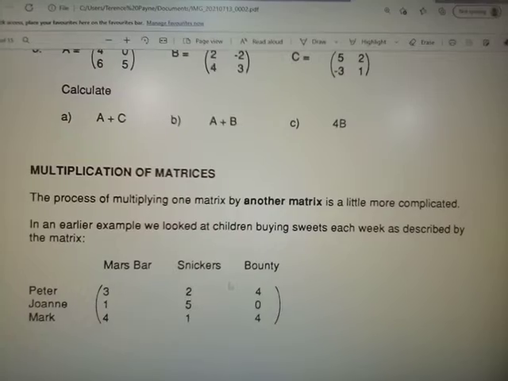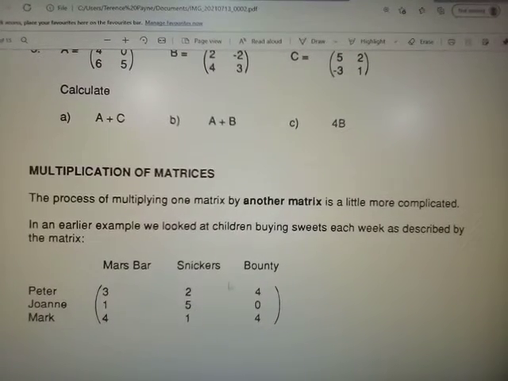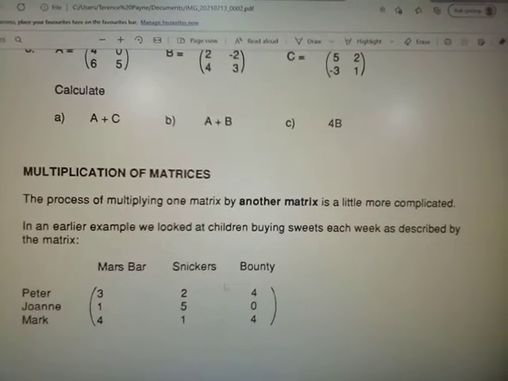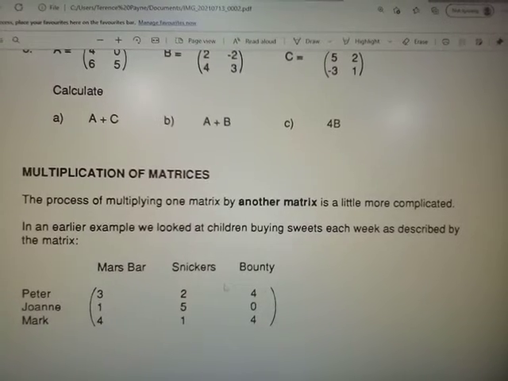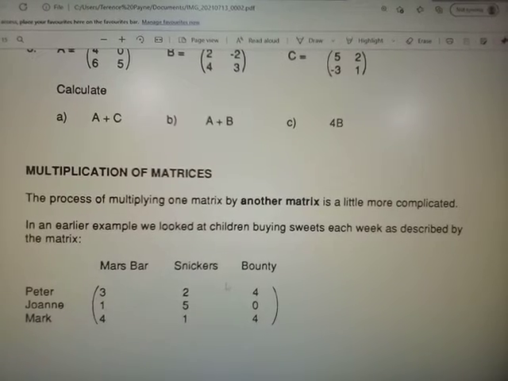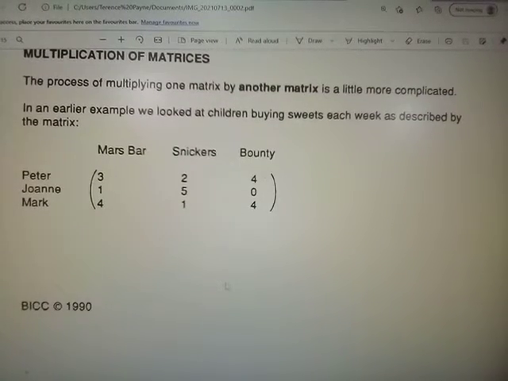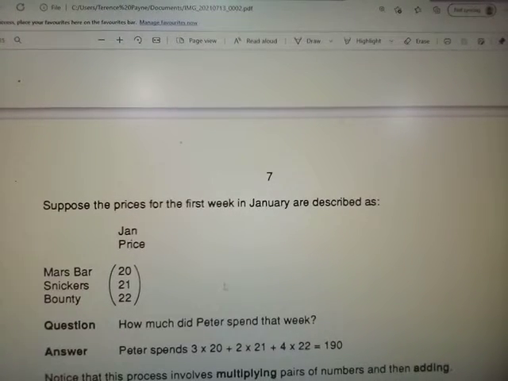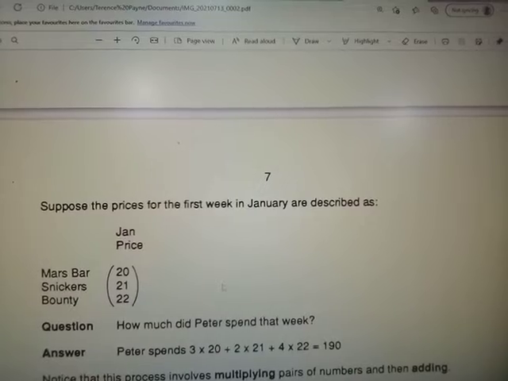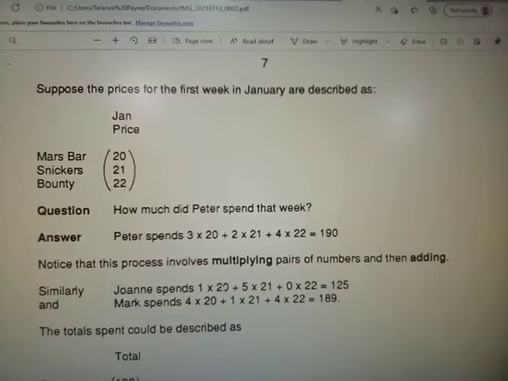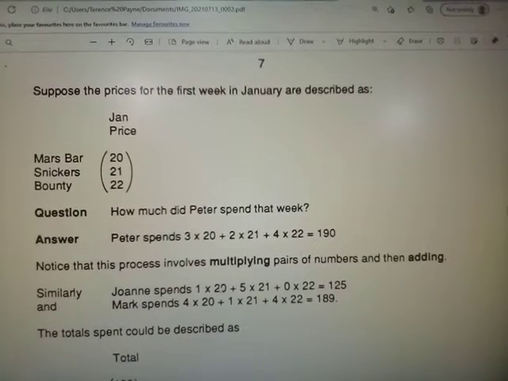Now, multiplication of matrices. The process of multiplying one matrix by another matrix is a little more complicated. In an earlier example, we looked at children buying sweets each week as described by the matrix. So we're going to use that data to show you an example as to how to multiply. For the price for the first week in January, described as Jan price: Mars bar, Snickers, Bounty. Question: how much did Peter spend that week?